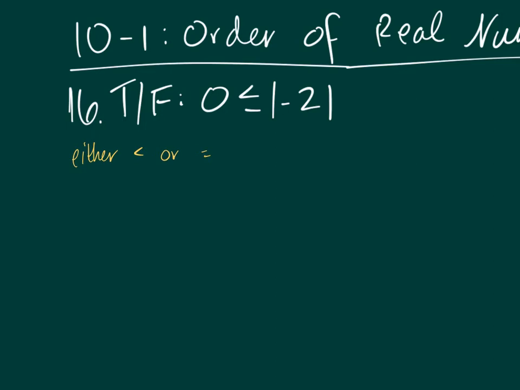So 0 less than or equal to the absolute value of negative 2 is the same thing as 0 less than or equal to 2, right? Because the absolute value of negative 2 is positive 2. Now, 0 is less than 2, but it's not equal to 2. And that's okay because it can be either less than or equal to. It doesn't have to be both. So this statement is true.